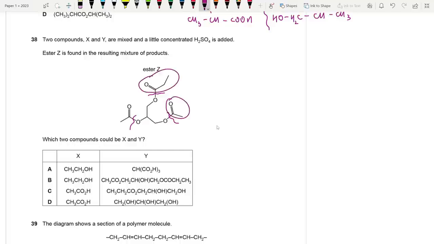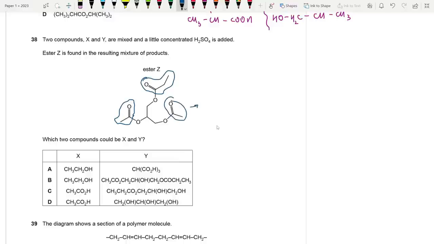Okay. Oh, but two compounds only. They said that there are two compounds. Interesting question, actually. So this is our acid part. Okay. Similarly, this is also the acid part. This is also the acid part.